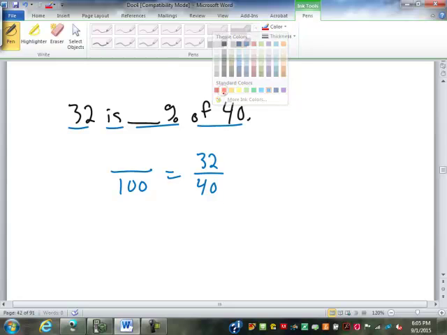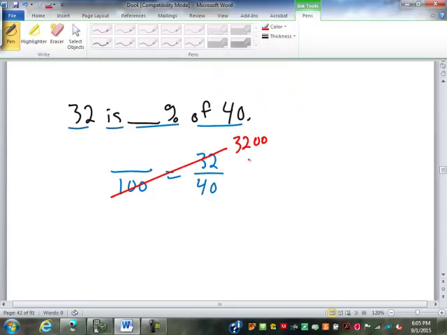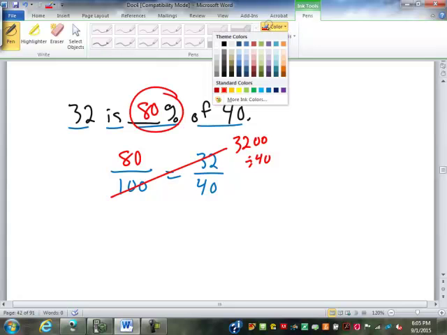So we'll cross multiply and divide again. 100 times 32 is 3,200. Divided by 40 is 80. So 32 is 80% of 40.